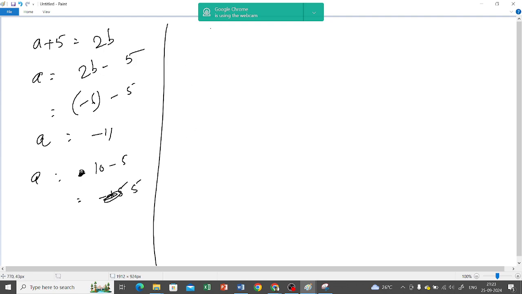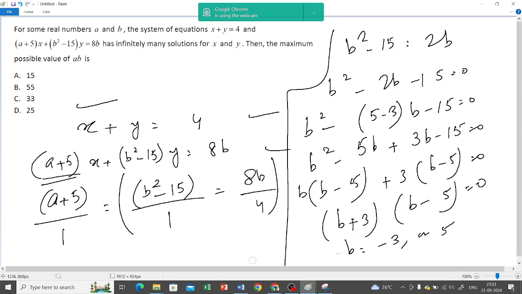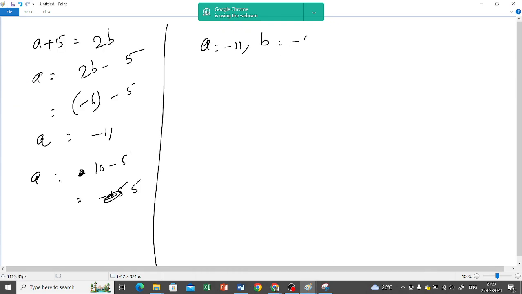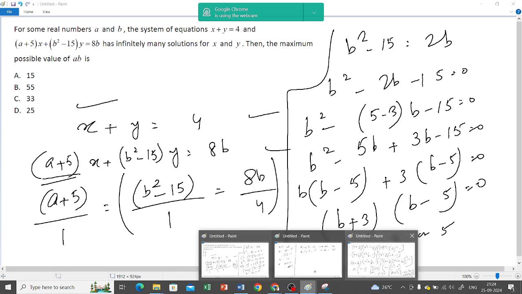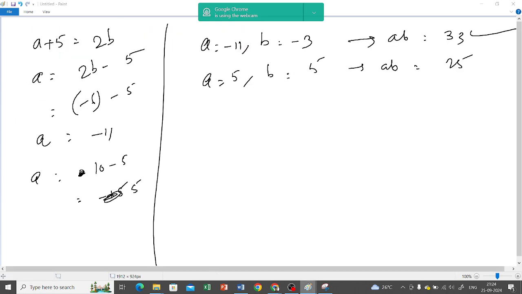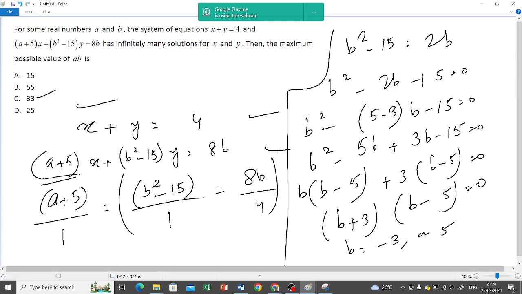So what are the values of a? What are the different values we got? We got a is equal to minus 11 when b is minus 3. We got a is equal to 5 when b is 5, right? Now what is ab? ab is 33. What is ab? 25. So what do I need to find out? What is the maximum possible value? 33. So C is the answer.